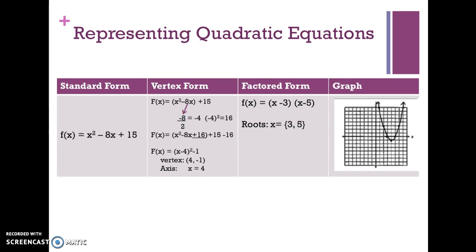So our factored form is the function of x equals x minus 3 times x minus 5. So we're looking for factors of 15 that when added together will equal negative 8, but when you multiply them, will give us positive 15. In this case, it's negative 3 and negative 5. So our roots are x equals 3 and 5.